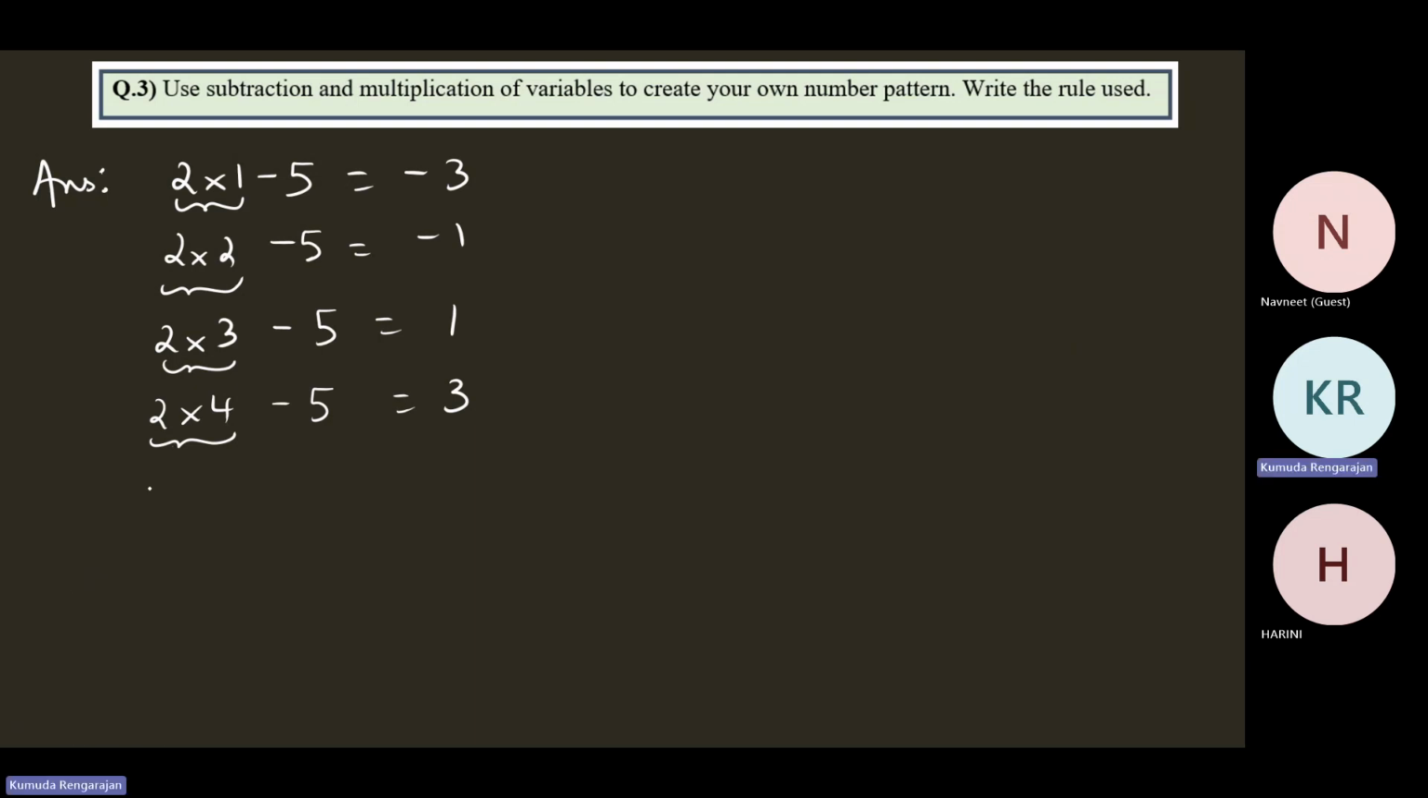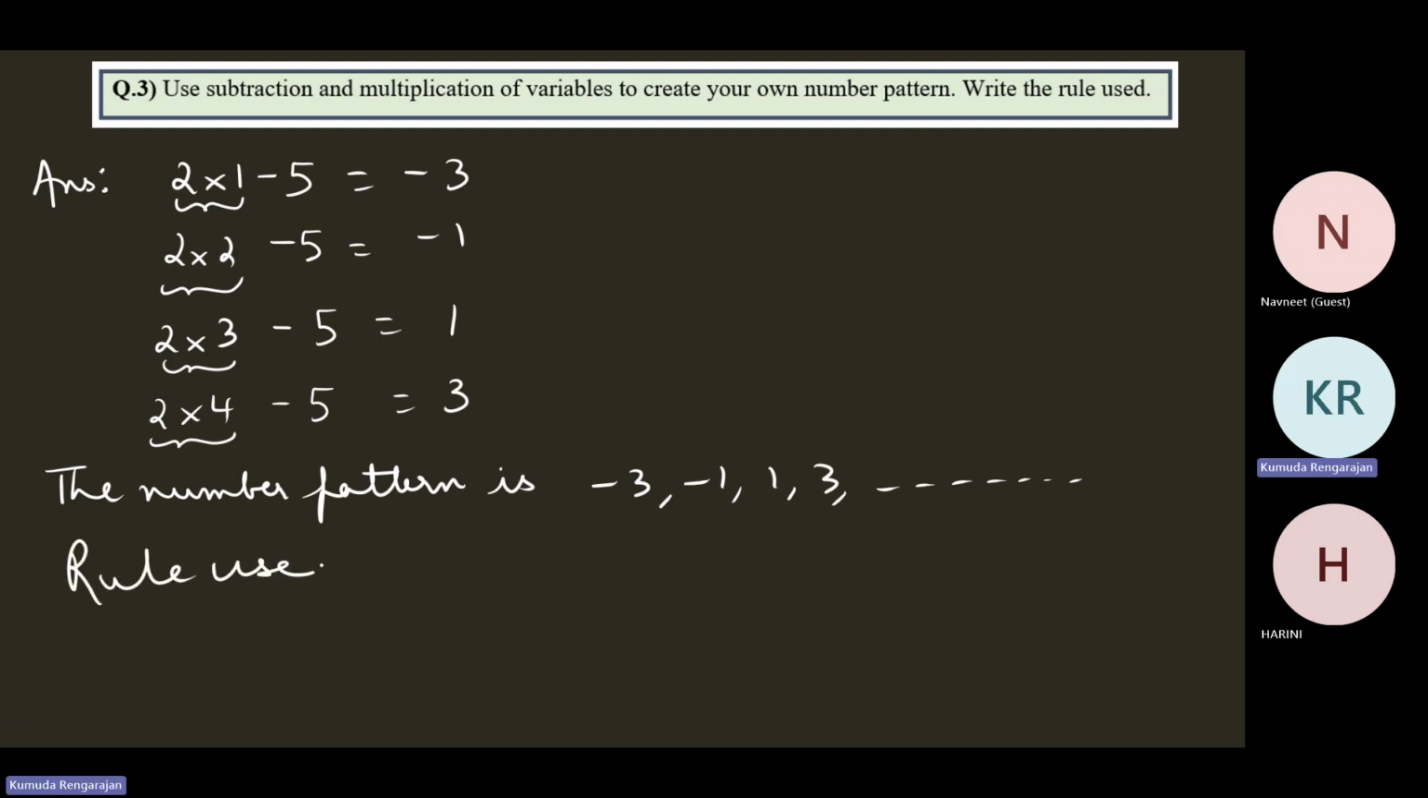So you must write the pattern like this. The number pattern is minus 3, comma, minus 1, comma, 1, comma, 3, and it goes on like this. It goes on like that. And the rule used is, I told you 1, 2, 3, 4 should be replaced with n. So 2n minus 5. Is it clear, Harini and Navneet?